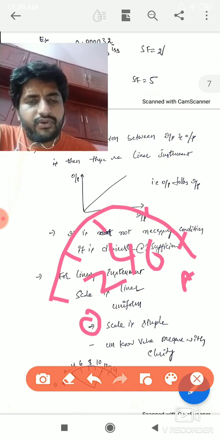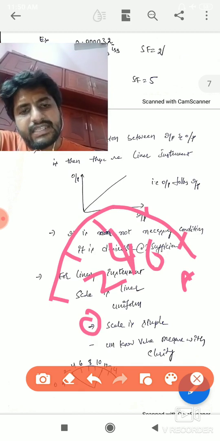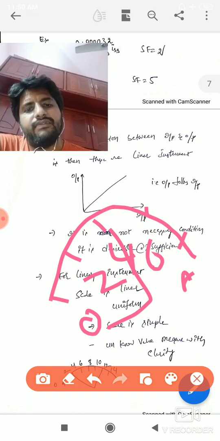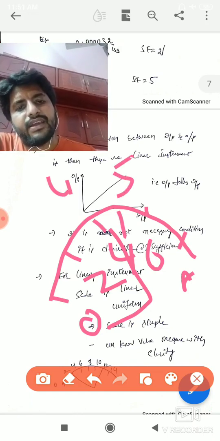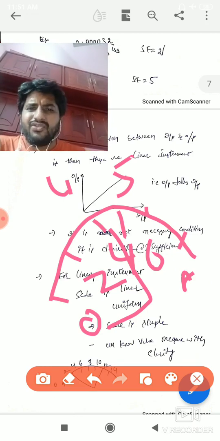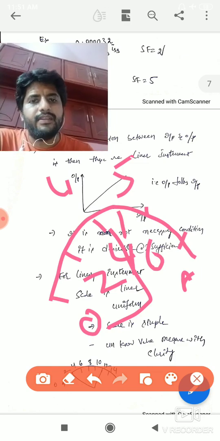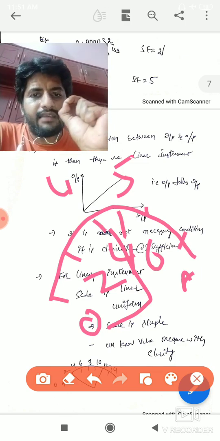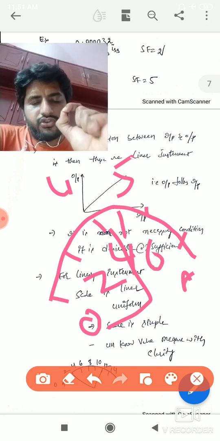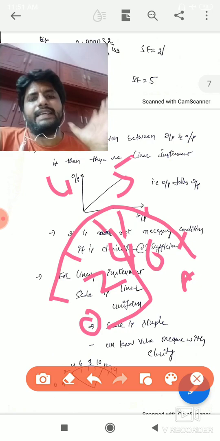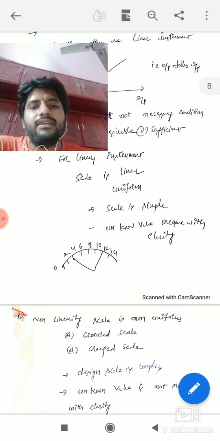If the scale is linear, that means you will get a uniform scale. If the scale is uniform, you can easily identify the unknown magnitude. If the scale is like this, you can easily identify that the value is 4. If the pointer is between 4 and 6, you can easily tell it is 5. So according to the number of divisions, you can easily tell, right? If the instrument has a linear property, the scale is uniform, and you can easily detect the unknown value.